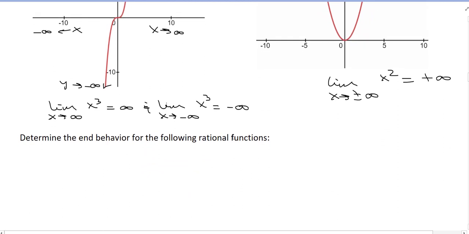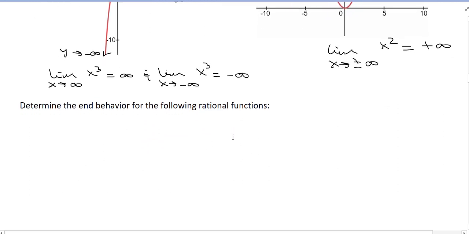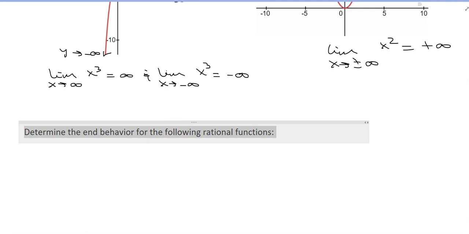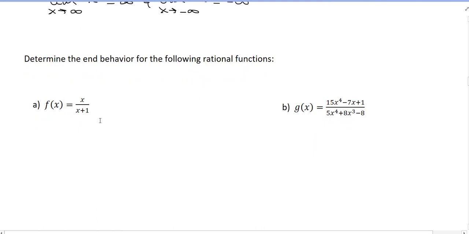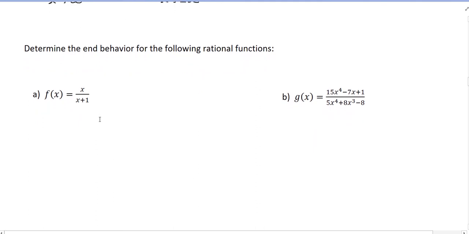So we want to look at rational functions. Determine the end behavior for the following rational functions. So for the first one, part A, f of x equals x over x plus 1. I can see right away I do have a vertical asymptote, or at least x equals negative 1 is not in the domain. So we may have a horizontal asymptote. So let's see. How do I figure out the horizontal asymptote if there is one?